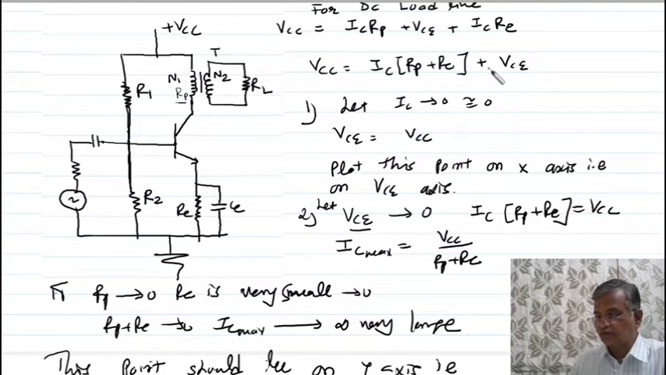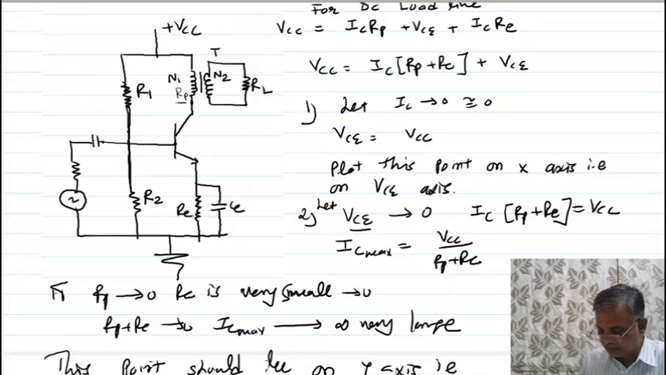When IC tends to 0, VC is equal to VCC, that is what I have to plot on the x-axis. Now when VC tends to 0, then IC will be maximum, that's why I have written IC maximum is equal to VCC upon RP plus RE. If the primary resistance of the transformer is very small, tends to 0, and RE is very small, then this current will be maximum. Let me say it is infinite. Not actually, no current will be infinite, that's why I have written very large.